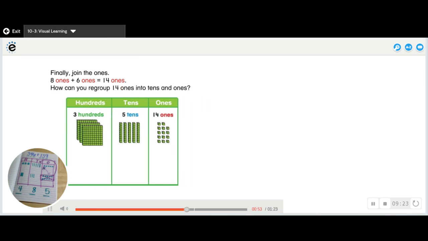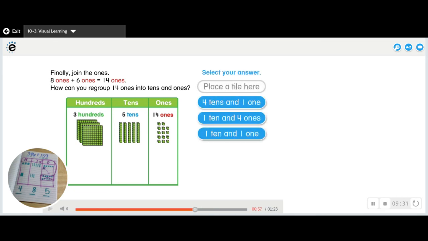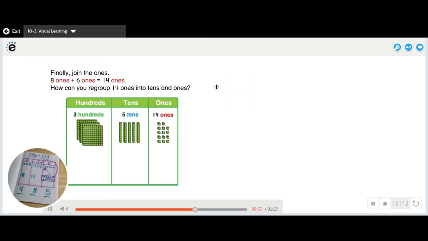How can you regroup 14 ones into tens and ones? Select your answer. All right, so how can you regroup 14 ones into tens and ones? Well, if you look at 14, how many tens are in the tens place? Okay, 1. You just have 1 ten in the number 14. So we know that it's going to be one of these two choices, either 1 ten and 4 ones, or 1 ten and 1 one. So let's look back at our 14. How many ones are in the ones place of 14? 4, right? So our correct answer is going to be 1 ten and 4 ones.